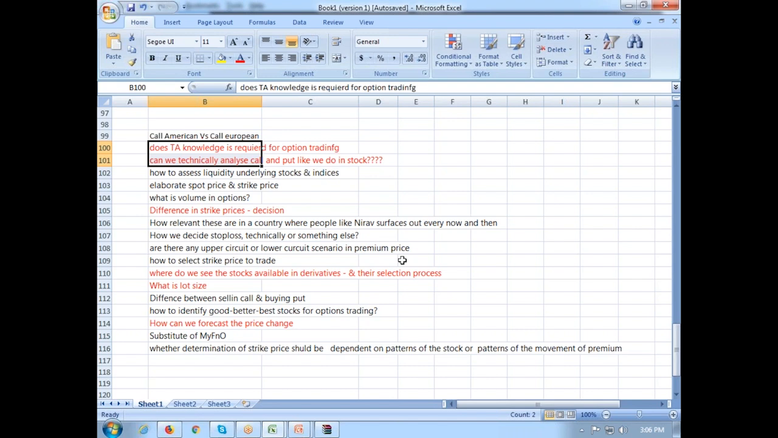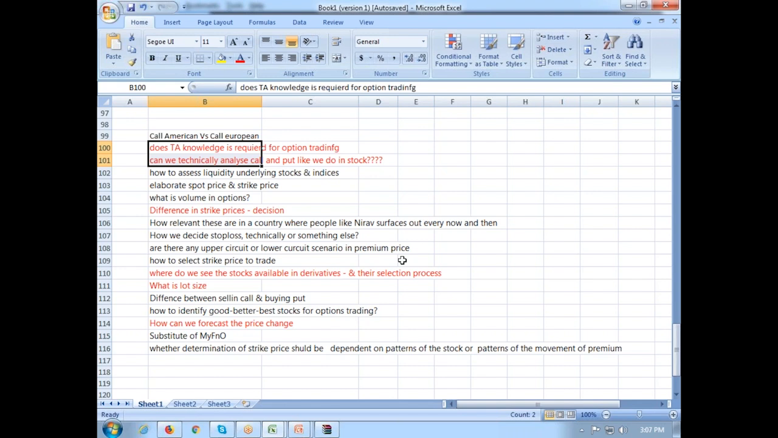I won't say it doesn't help. To me, it helps. But is it necessary? I would say no. It's not necessary because I'm not a good technical analyst. I am yet learning fundamental and technicals both, and I've been in this business for the last 8 to 10 years. So I can say confidently that it's not necessary, but it helps. It all depends. If you're good at it, why not take the help of it?